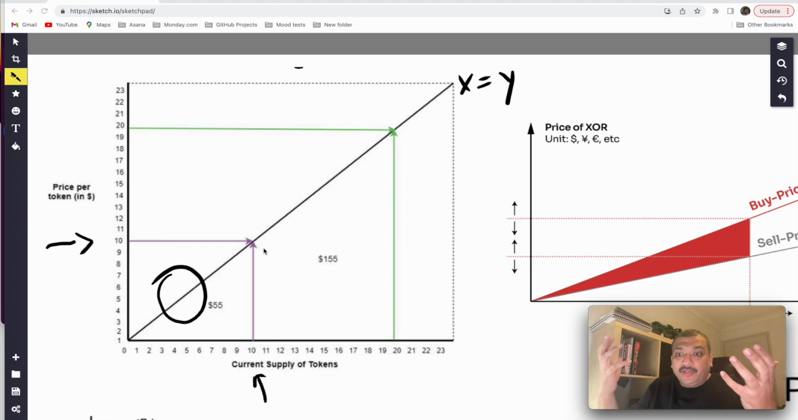Another thing that this bonding curve tells me is that as I continue to increase the supply of my tokens, the price gradually goes up, based on the function on the bonding curve. So this function is obviously x equals y. So as I'm increasing the supply of my token, that also increases, based on the bonding curve function, the price of my token. So with an increasing supply goes an increasing price.